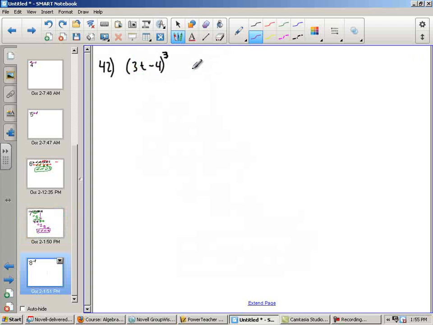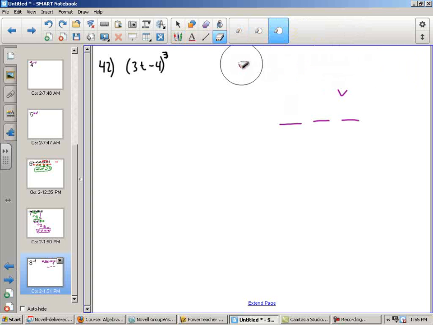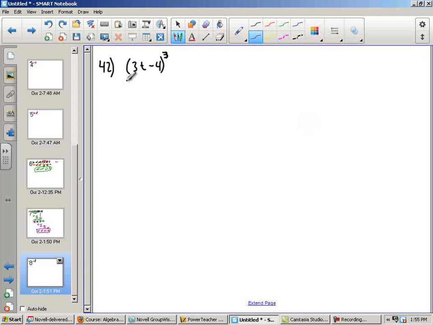On 42, okay, for those of you who struggled with the Pascal's triangle idea, it's just like the last one. You do 3t minus 4, 3t minus 4, 3t minus 4, and you do your FOIL with the first two, bring the third one down and do the FOIL again to get through your answer. But I'm going to ignore that option for right now. If you're still struggling with it, that's what we'll do on Monday.